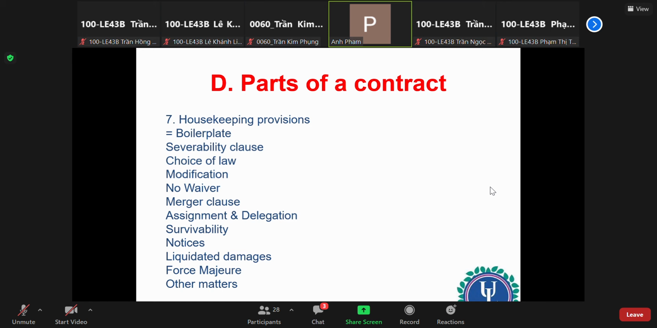And there will be some other matters if the party wants to put them in. So we finished 7 about the housekeeping provisions. Any questions? No question?